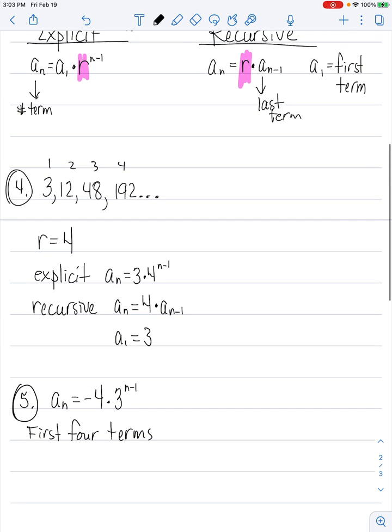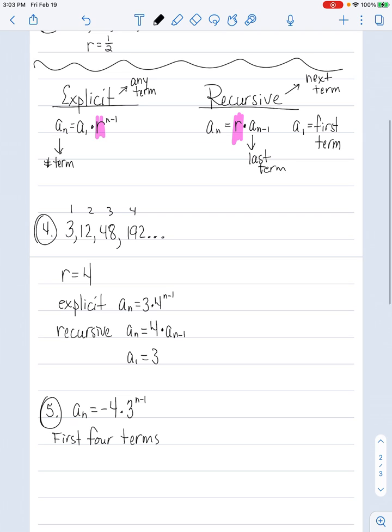Well, if you use what we know about explicit formulas, the -4 is my first term. And then it says to multiply by 3 to 1 less power. But if you really think about it, that's my common ratio, right? So watch this. I can just keep multiplying by 3.